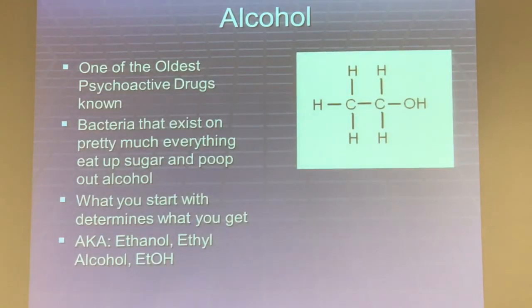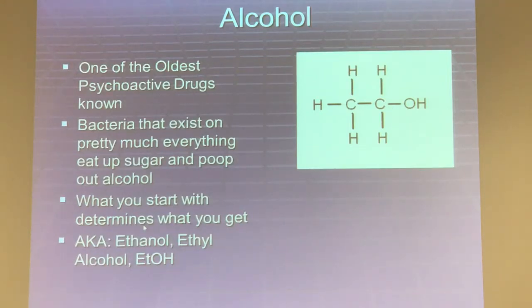Okay, next one, alcohol, which you guys probably have slightly more experience with. Alcohol is one of the oldest psychoactive drugs known. It's an extremely simple molecule. It's just ethanol, essentially, ethane with an OH group on there. Alcohol is extremely old because it's very easy to make. It basically makes itself. Microbes that exist pretty much on everything eat up sugars and they poop out various substances, one of which is alcohol.